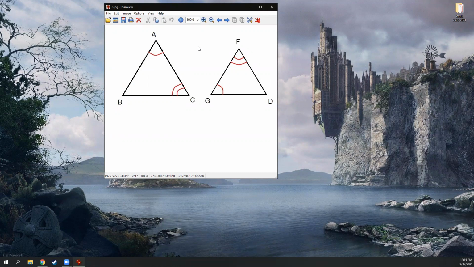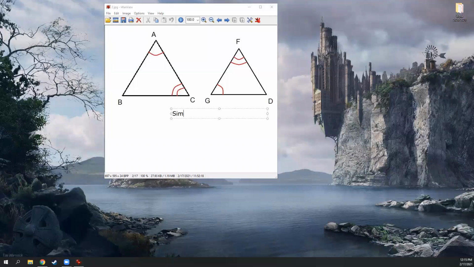Wait a second. This top has 1 mark. This top has 2 marks. These two do not correspond. These are not the same angle. So wait, what? All right. So we need to figure this out. Similarity statement.